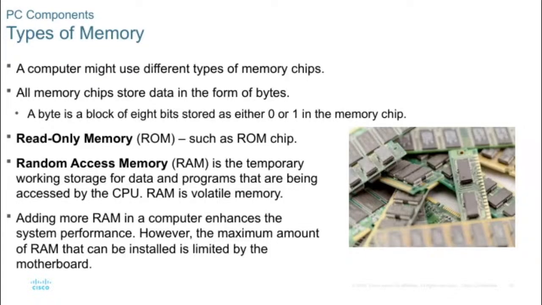Let's talk about two key types of computer memory: read-only memory, or ROM, and random access memory, or RAM. ROM is permanent storage, like a ROM chip, holding essential instructions. RAM, on the other hand, is temporary. It's where data and programs live while the CPU is using them. RAM is volatile, meaning it loses its contents when the power's off. Adding more RAM usually boosts performance, but how much you can add depends on your motherboard. All memory stores data in bytes. That's 8 bits, each is 0 or 1.